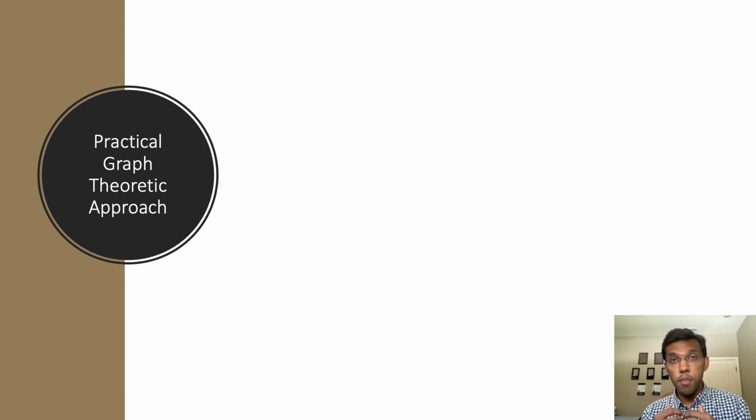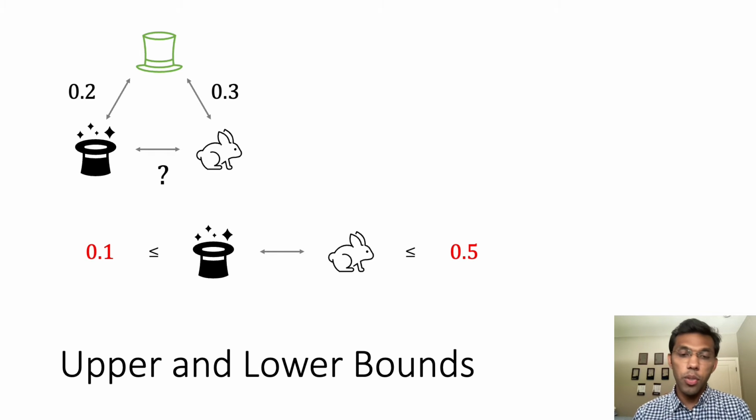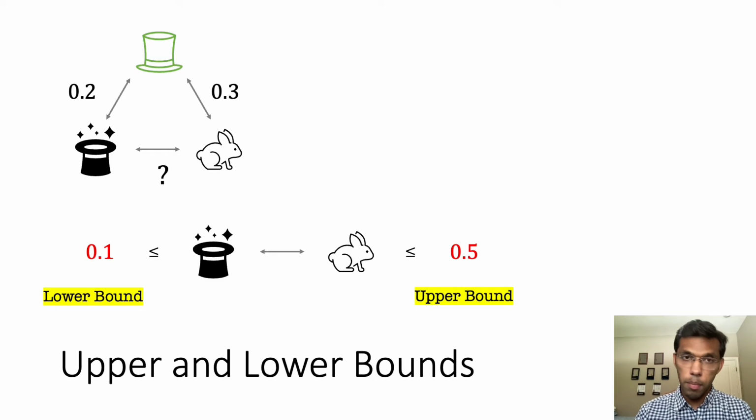So we started looking at more practical graph theoretic based approaches. Before we introduce the solution framework from a graph theoretic perspective, we wanted to give the viewer a brief understanding of upper and lower bounds. Here, in the given setting with a black hat, a green hat, and a rabbit, you know some distances, which are 0.2 and 0.3 as shown. Now you can estimate the possible distances between the black hat and the rabbit based on the triangle inequalities, which are 0.1 and 0.5. The 0.1 is called the lower bound, and 0.5 is the upper bound.